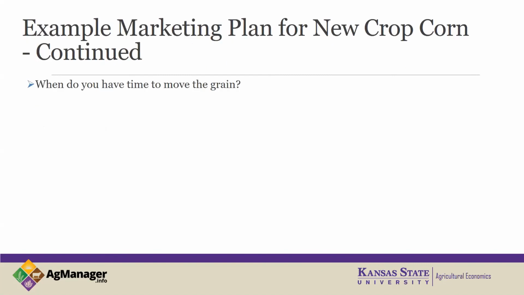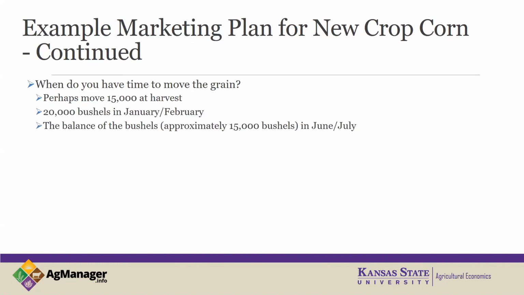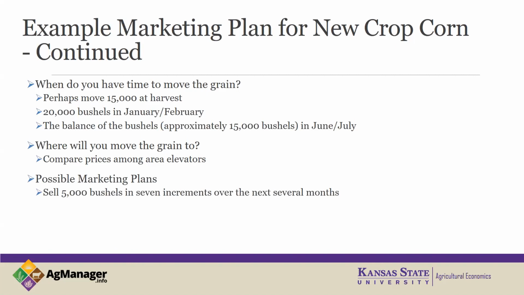Okay. Here are some other considerations when you have time to move the grain. Perhaps, and here's a way that you might look at it, you could move maybe 15,000 at harvest, maybe wait until January or February to move another 20,000, and that would be your 35,000. So the balance of those bushels, you would have approximately another 15,000 bushels in June or July. So they have moved it at three different times. All righty. Remember, another consideration was where you would move the grain to. This is when you do your homework and compare the prices among the area elevators. You don't think there would be that much of a difference, but sometimes there is. I know in this area there are people that use 4 or 5 different elevators and not the same one all the time.